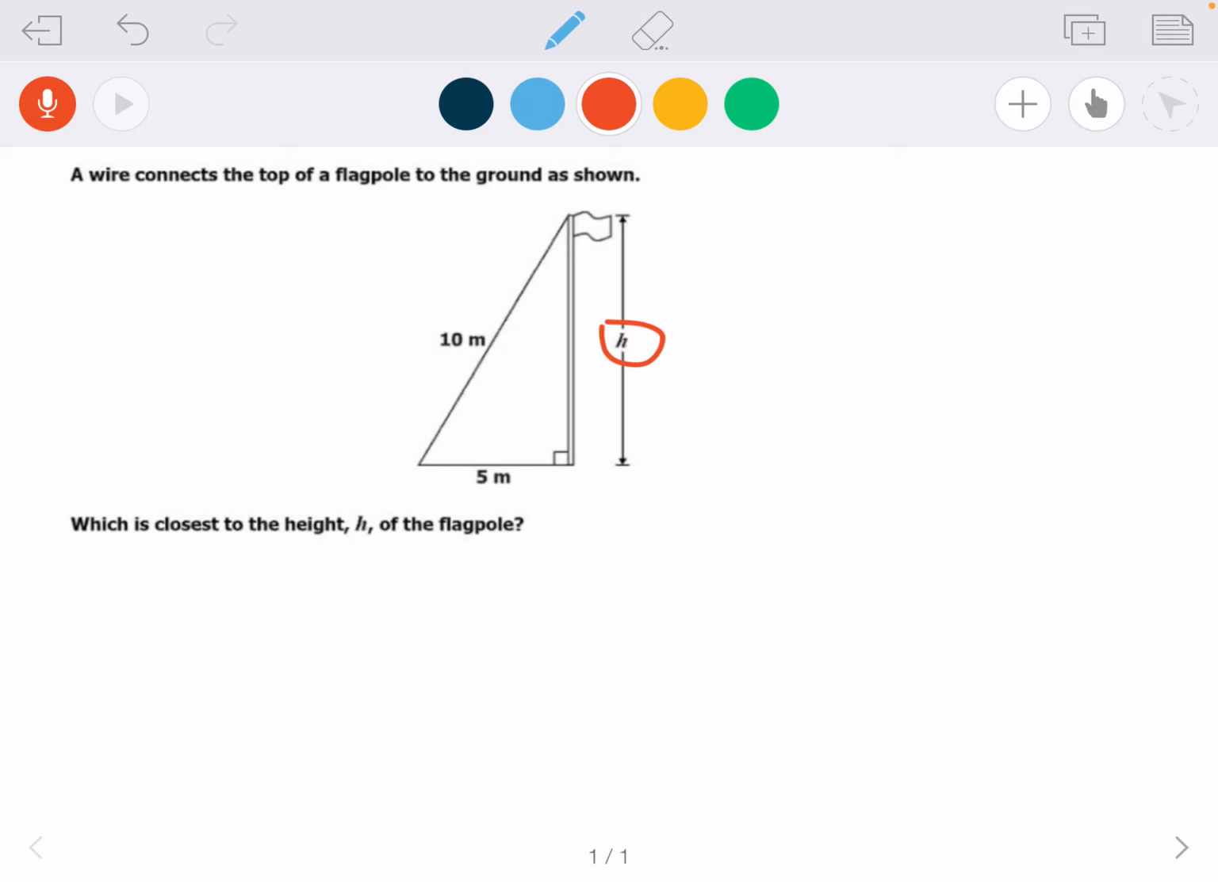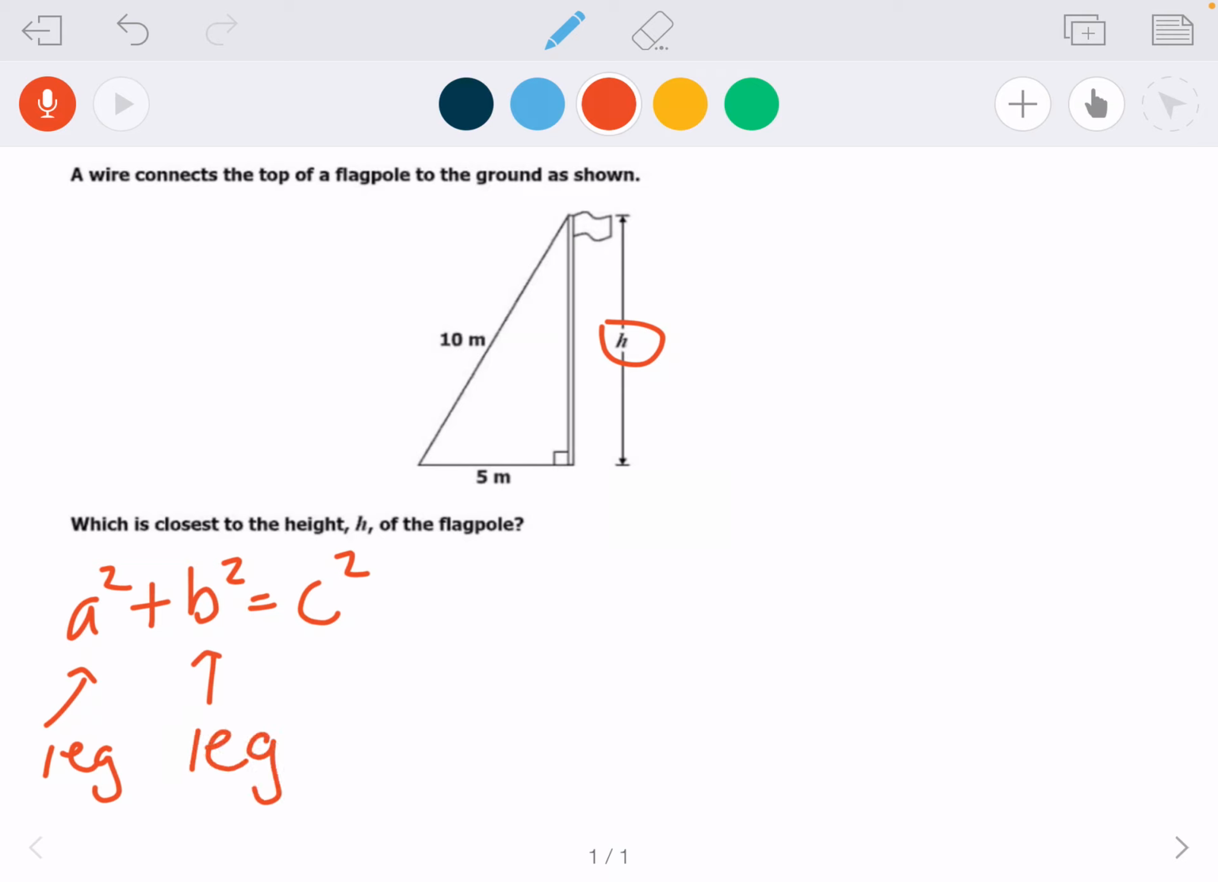Whenever we have a right triangle and we're trying to figure out the missing side, we need to use the Pythagorean theorem. The Pythagorean theorem is on your formula sheet that you will get on the SOL. It is a squared plus b squared equals c squared. A couple of things to remember about the Pythagorean theorem: the a, the b, and the c all stand for something. The a and the b are the legs.